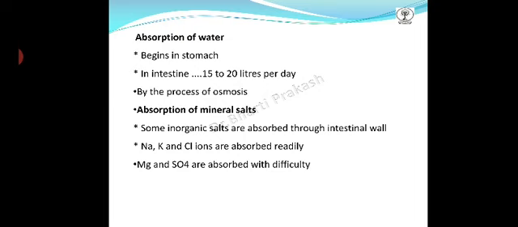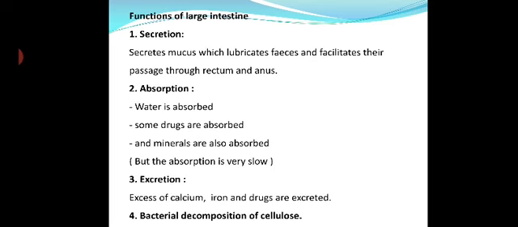Absorption of water. The water absorption begins in the stomach. In the intestine, about 15 to 20 liters of water is absorbed per day by the process of osmosis. The mineral salts are also absorbed. Some inorganic salts are absorbed through the intestinal wall. Sodium, potassium and chloride ions are absorbed readily. Magnesium and sulfate are absorbed with difficulty.